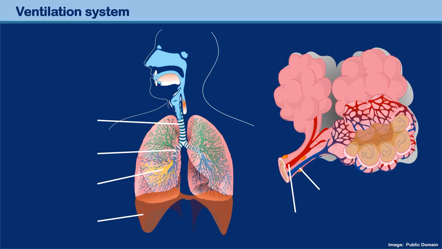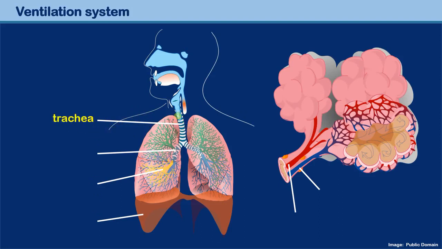Let us now have a closer look at the organs of the ventilation system. And over here, an overview picture. Over here, a more detailed picture of the so-called alveoli, which you cannot see in this drawing on the left side because they're quite small. So I'm just going to label all of these things here.